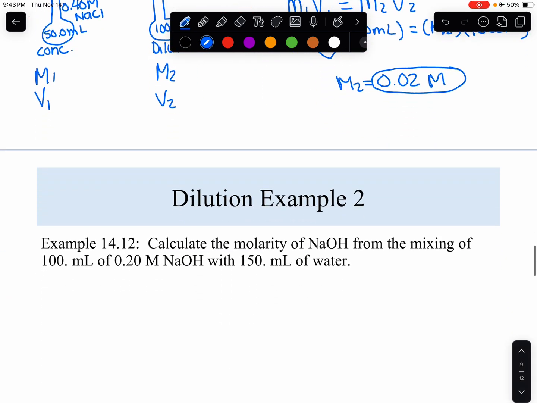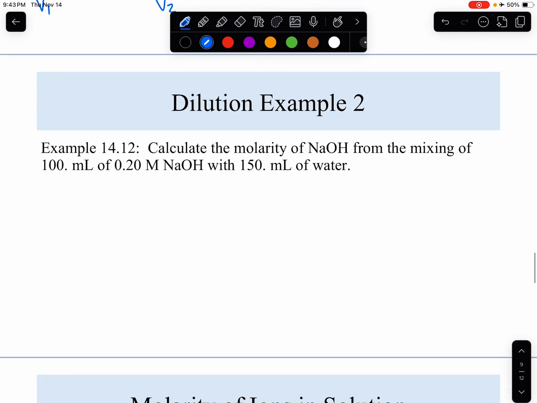Okay? Let's do another problem. We'll go ahead and draw a picture. Calculate the molarity of NaOH from mixing 100 milliliters of 0.2 molarity with 150 milliliters of water.